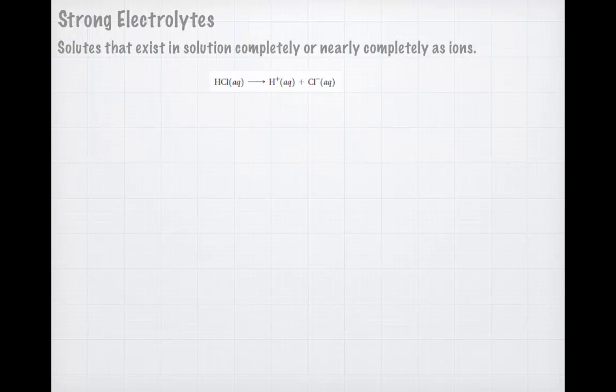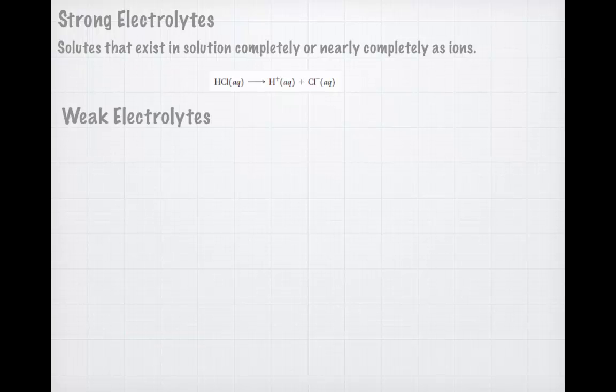Notice that there is one single arrow and it's pointing in the right direction. What that means is that your hydrogen and your chloride are going to exist as ions. They're not going to exist as the neutral compound, and there's no tendency for those ions to reform the molecular compound of HCl. Instead, they're going to exist as ions.